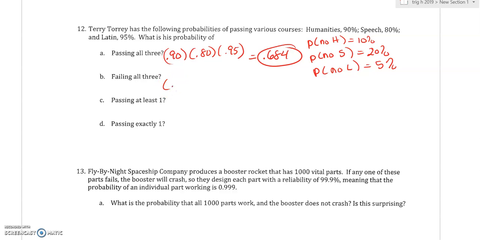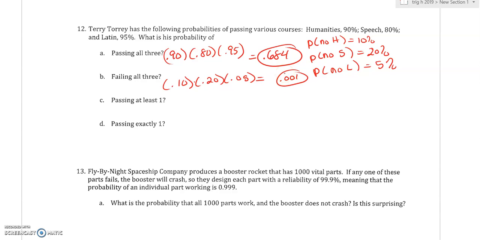Well, that would be failing humanities, and so you multiply, and failing speech, and failing Latin. Make sure you use 0.05 for 5%. Multiply that out. What about the last one?